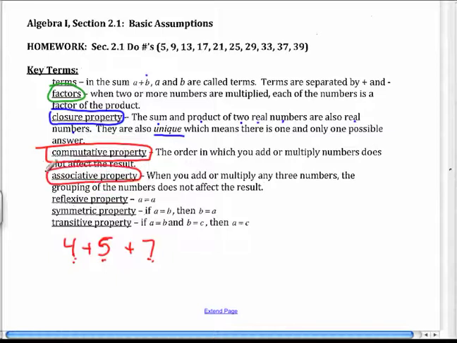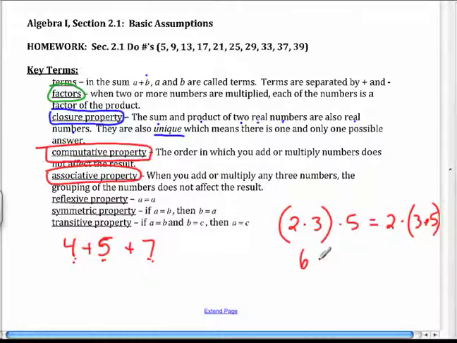Associative property says when you add or multiply any three numbers, the grouping of the numbers does not affect the result. So I'm going to write it like this: parentheses 2 times 3, times 5, is equal to 2 times, parentheses 3 times 5. And I'm writing it like this so we can see. This would give me 6 times 5, which is 30. Okay? And this one over here would give me 2 times 15, and that's 30. Doesn't matter the grouping on multiplication.